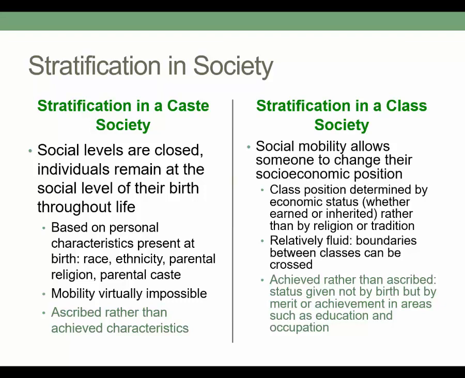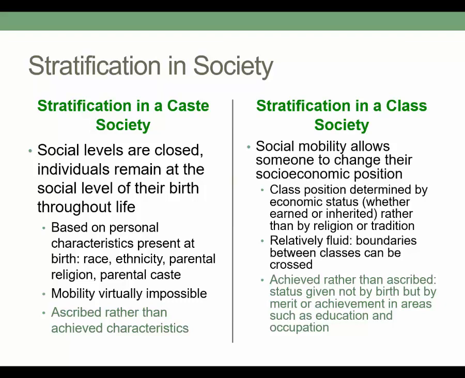In a caste system, social levels are closed, and individuals largely remain at the social level of their birth throughout their life. And that level is based on some personal characteristic present at birth: their race, their ethnicity, their parental religion, their parental caste. Mobility is virtually impossible. While in a class system, social mobility exists.